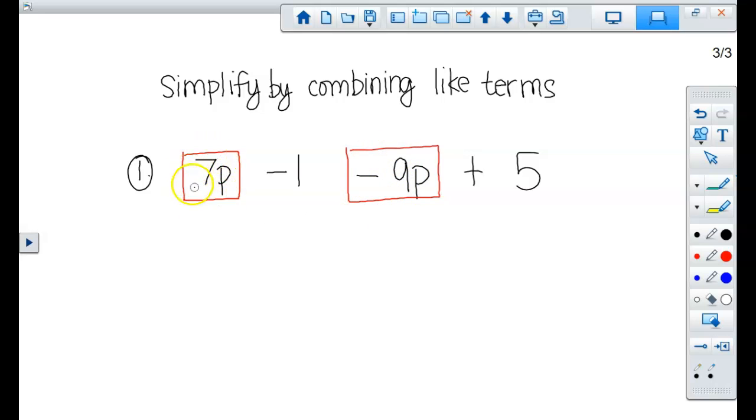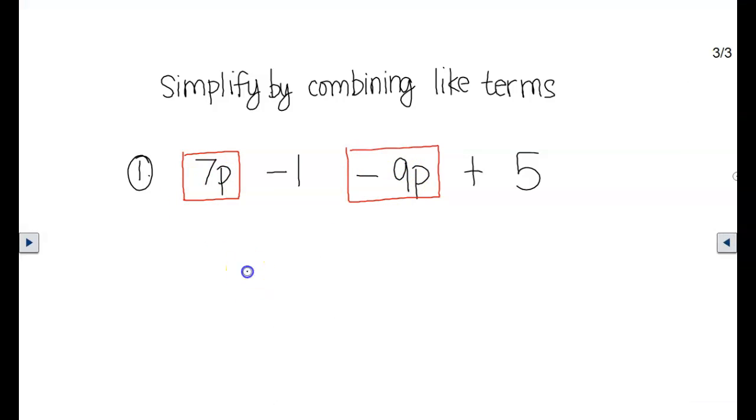7, now look where my pen is, 7 minus 9. So if I do 7 minus 9, I get negative 2. And then I keep the same last name. So I reattach the last name, which is p. So 7p minus 9p is negative 2p. Those two have been combined into a single term.